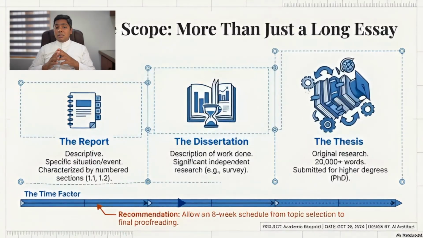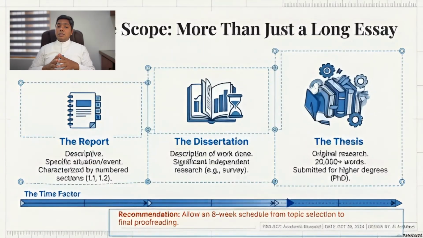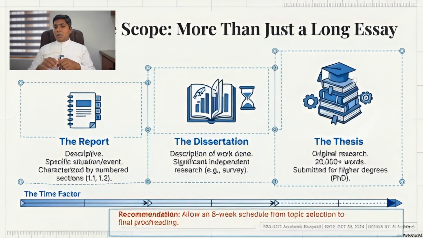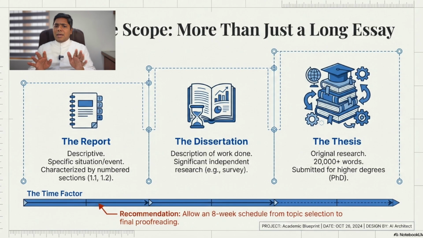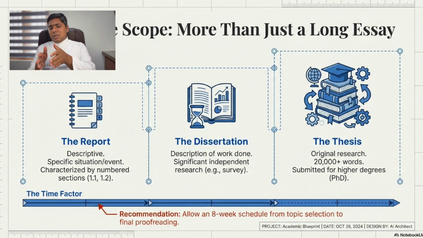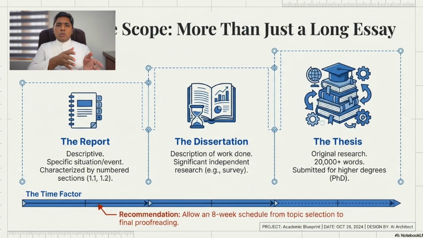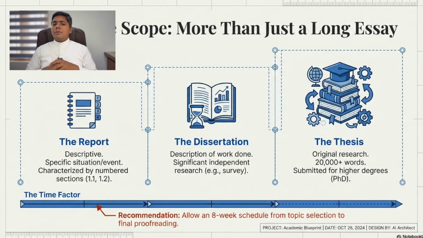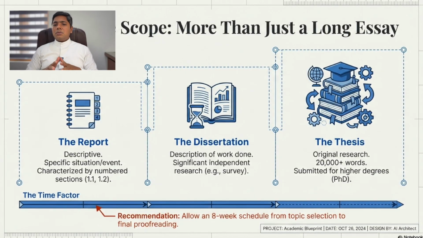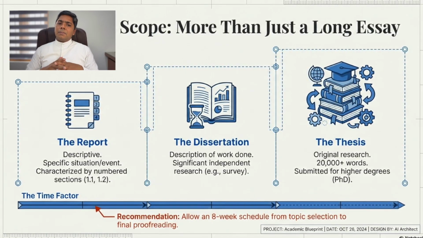Let me define the key terms. A report is a description of a situation or event. Perhaps a survey you conduct or a proposal you are making. Reports are often characterized by numbered sections like 1.1, 1.2, 2.1, etc., rather than just following paragraphs. They are highly structured and sectioned.